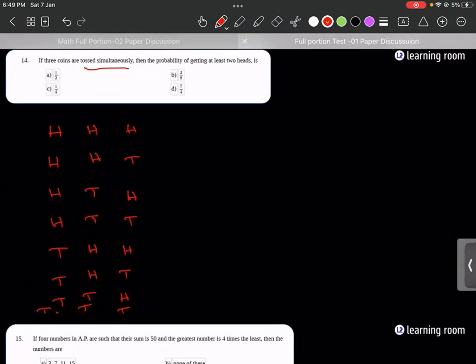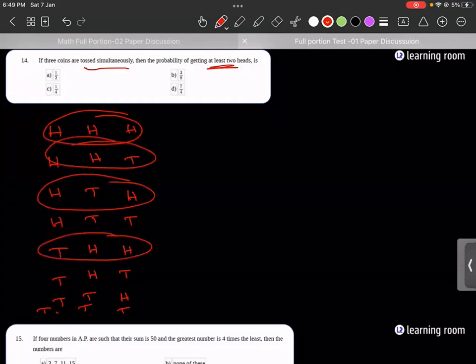What is the probability of getting at least two heads? So at least means 1, 2, 3, 4. 4 out of 8, it is half. Answer is option A. Correct.